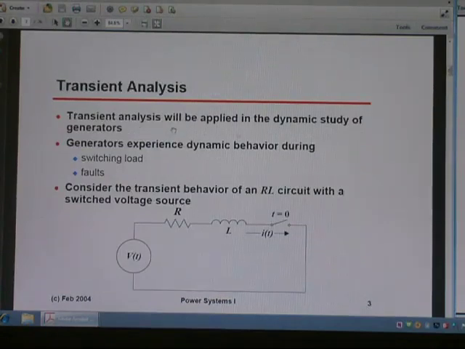So this is a transient analysis. Transient analysis will be applied to the dynamic behavior of the generator. The generator explains the dynamic behavior during switching load and fault. The transient behavior is similar to the RL circuit, a resistor and inductor with a switching source. This is the transient circuit representation of the switching circuit, or the RL circuit.